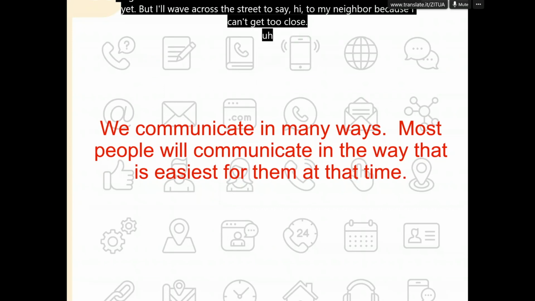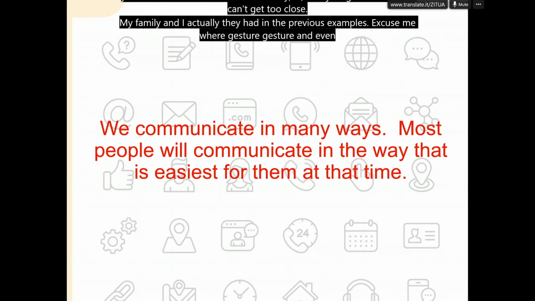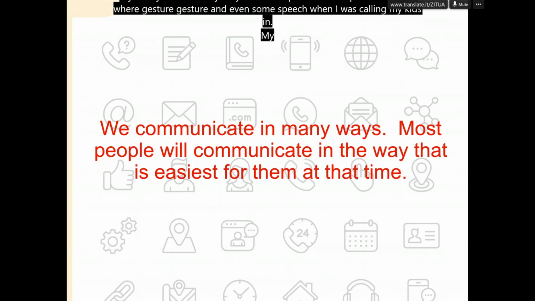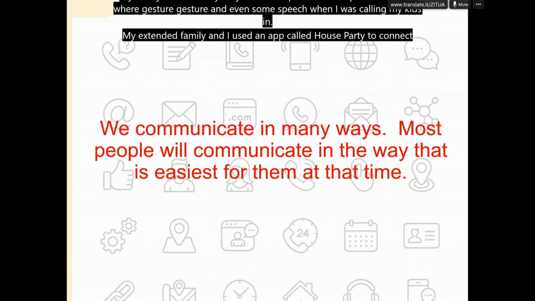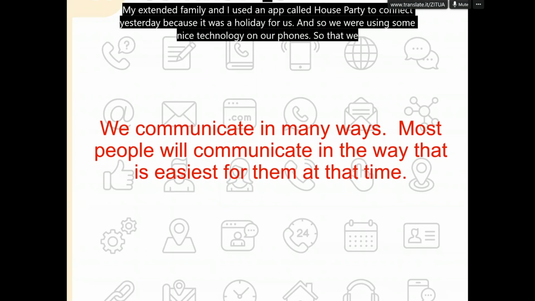The previous examples were gesture, and even some speech when I was calling my kids in. My extended family and I used an app called House Party to connect yesterday because it was a holiday for us. And so we were using some nice technology on our phones so that we could connect on our holiday.